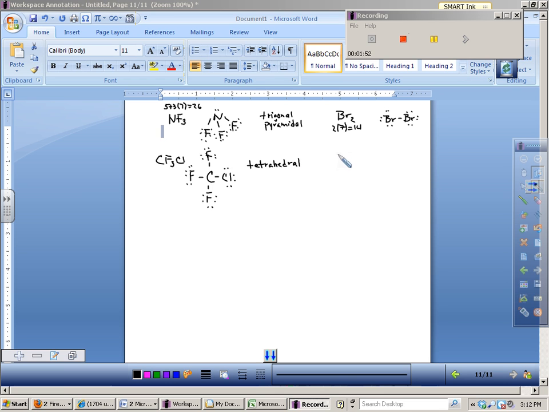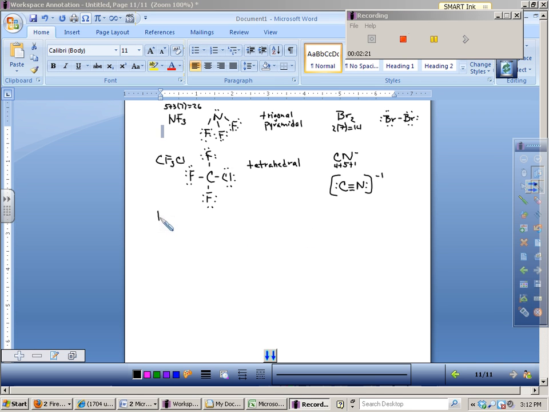Our next one is our cyanide ion that we did in our notes. Carbon brings 4, nitrogen brings 5, and the negative charge gives me 1 more. I put a bond between them, that's 2, 4, 6, 8, 10. Put brackets around all of our ions and the charge on the outside.